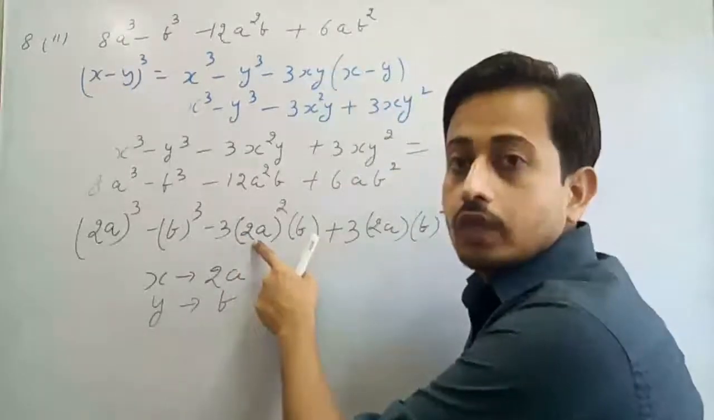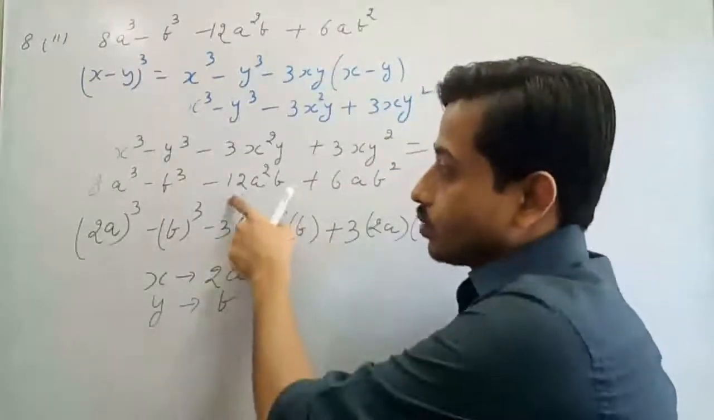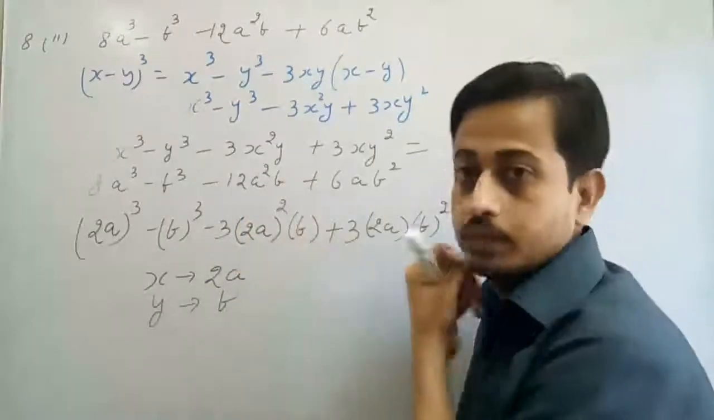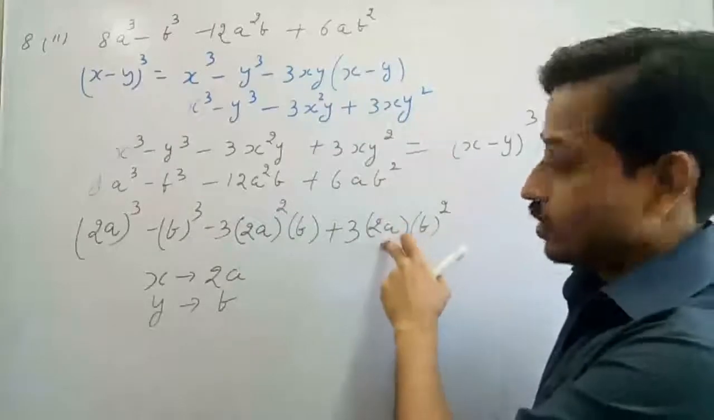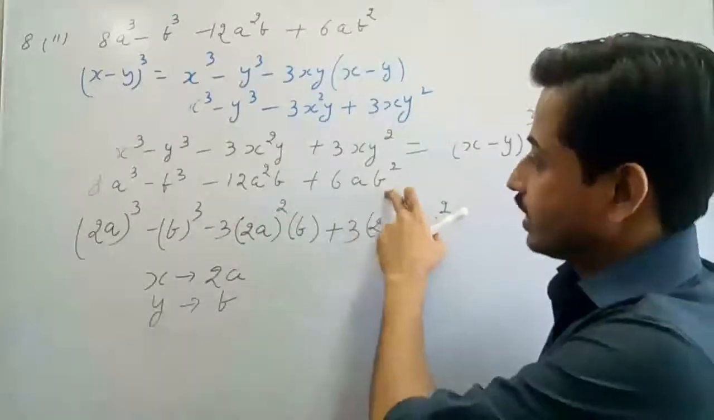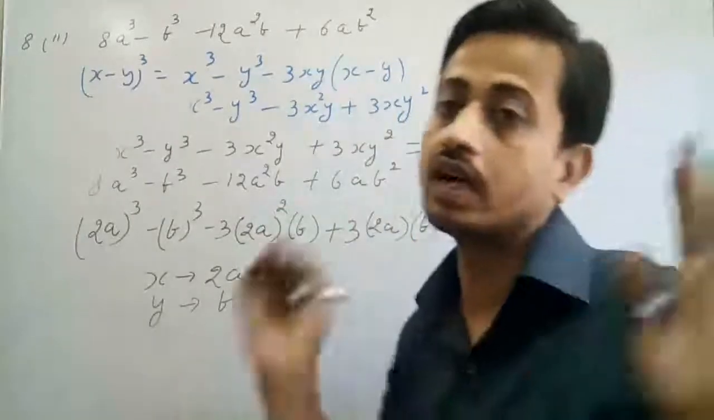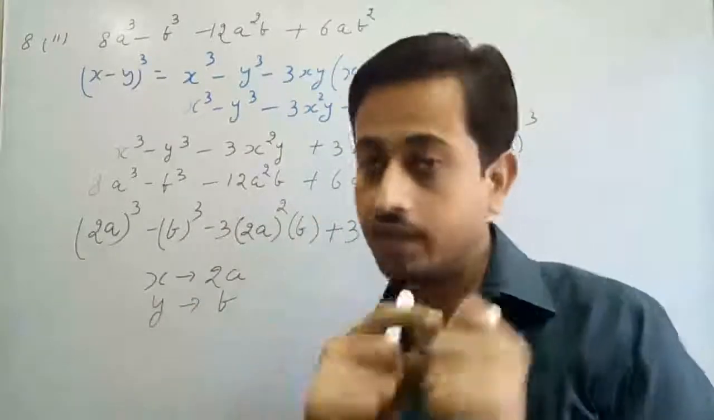2 square, 2 into 2, 4, 4 into 3, 12, we get 12. A square b, a square into b, it will be the same. Now do 3 into 2, 6, b square into a, it means ab square. So we get the same term. It means we are doing it the correct way.